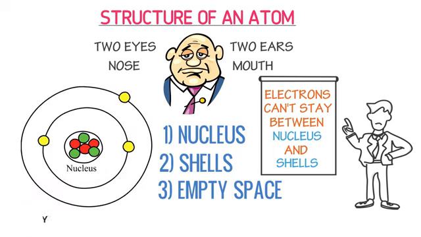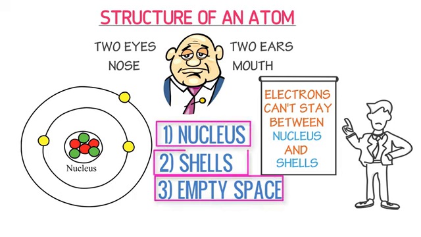Secondly, protons and neutrons are present in the nucleus. You can say that they are locked in the nucleus. The size of the nucleus compared to the rest of the atom is very small. We often say that the nucleus is very dense. Thus, we say that an atom contains a nucleus, empty space, and shells or energy levels.